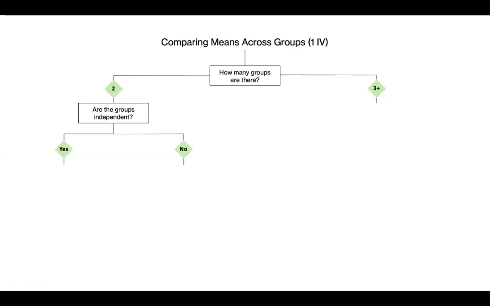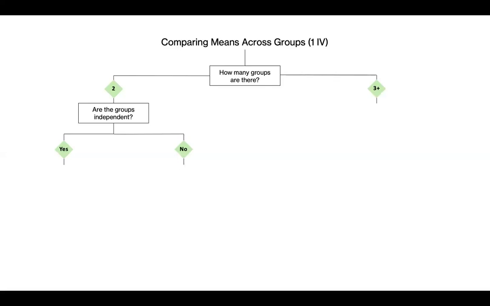If we have two groups, so we'll start with two, we want to ask, are the groups independent? What I mean by that is, do we have two different groups that are not related to each other in some way? For example, if you did an experiment and you had two conditions and you randomly assigned half of your participants to one of the conditions and half to the other condition, those would be independent groups. You might also be comparing men versus women across groups. If that were the case, the groups are mutually exclusive. You identify as one or the other.